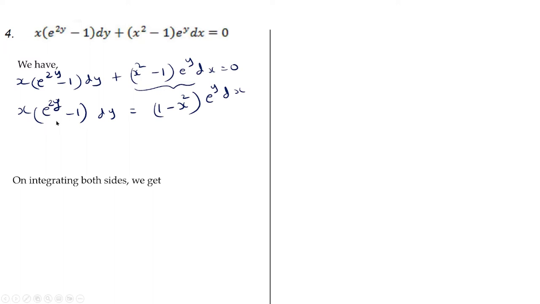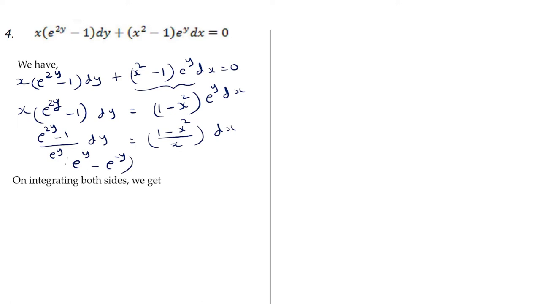Now let us bring this e raised to y to this side. So we get e raised to 2y minus 1 upon e raised to y dy equal to 1 minus x square upon x dx. Now this e raised to 2y minus 1 by e raised to y is e raised to 2y by e raised to y minus 1 by e raised to y. So e raised to 2y by e raised to y is e raised to y, minus 1 by e raised to y is e raised to minus y dy, equal to, this is 1 by x minus x square by x, which is x dx.